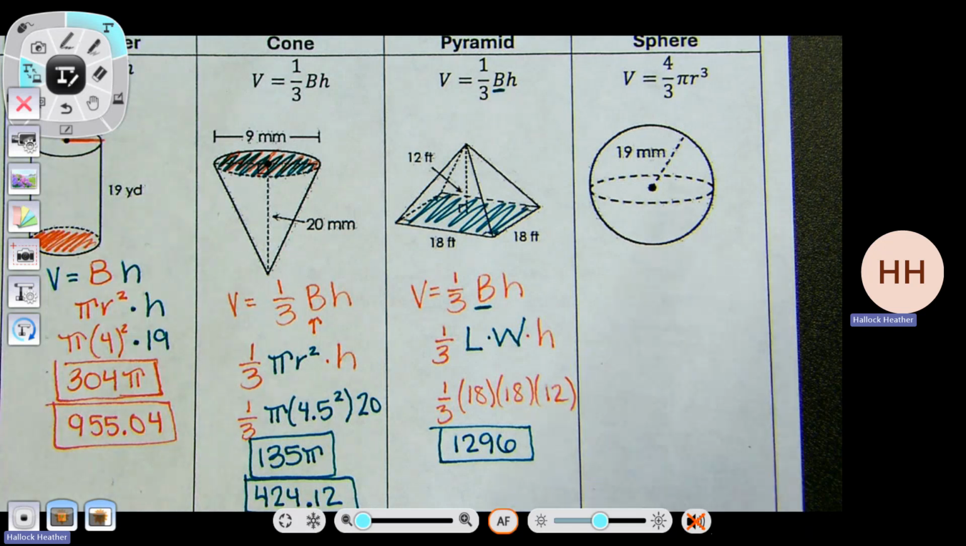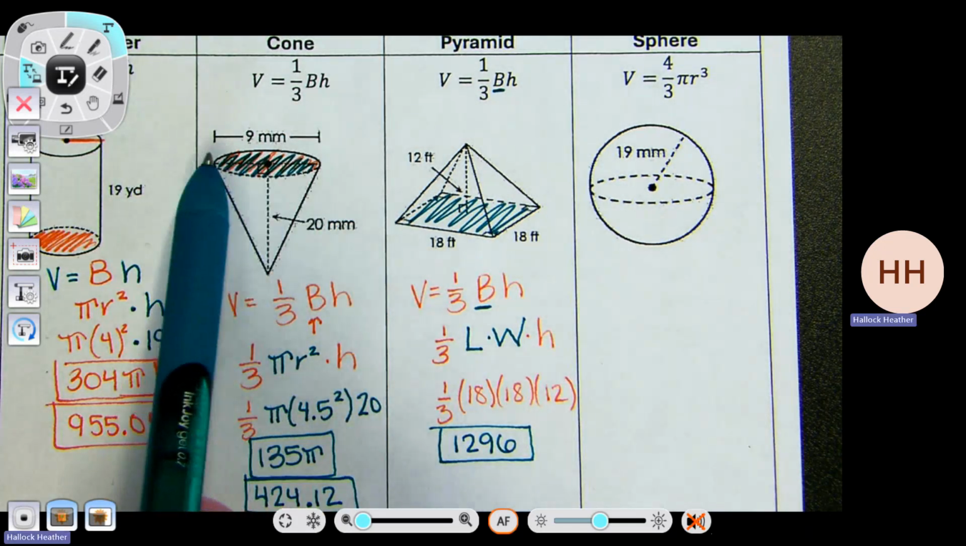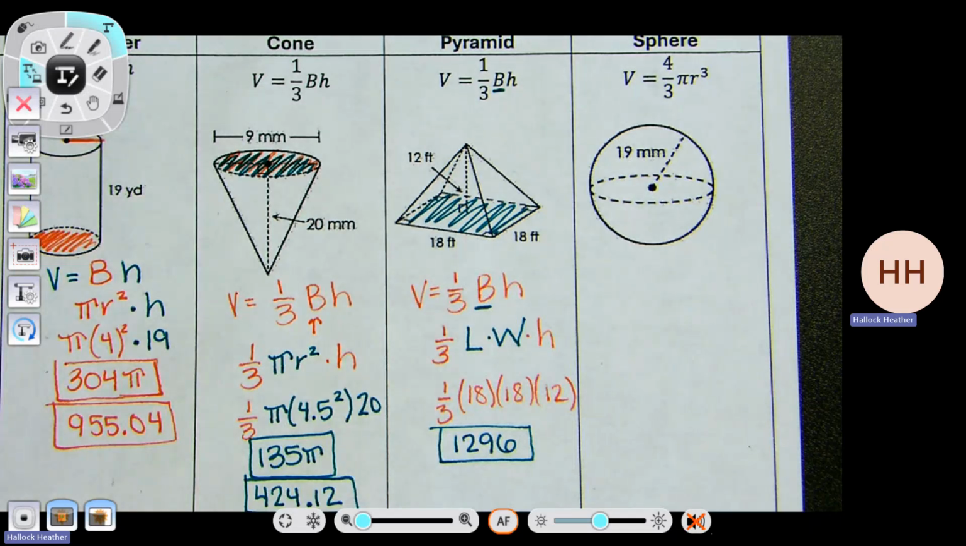For the cone, how'd you find 4.5? Because I took the diameter and cut it in half to represent the radius. Oh, okay. So for number 3, you will have to cut 17.6 in half.